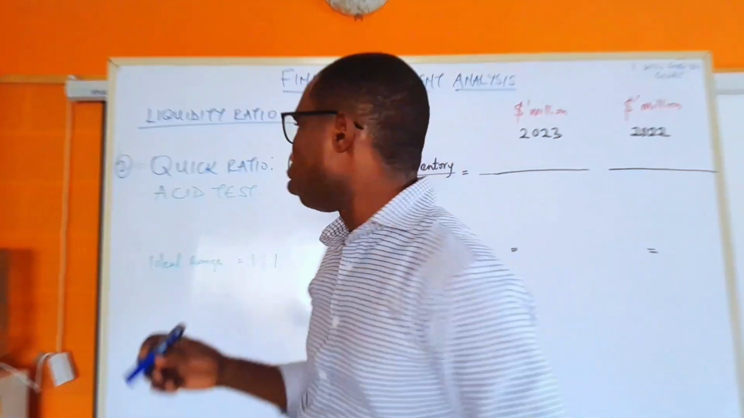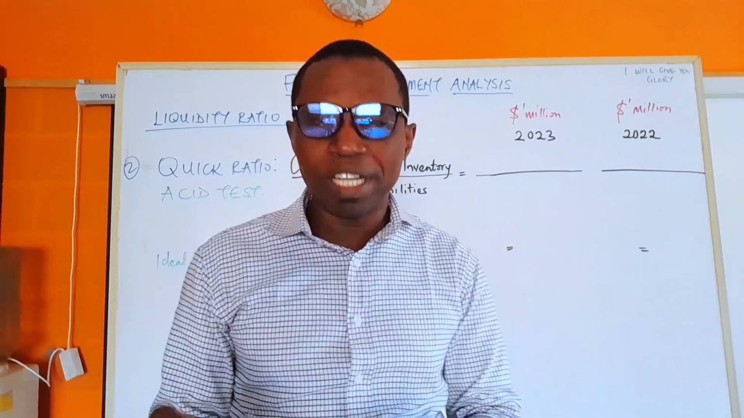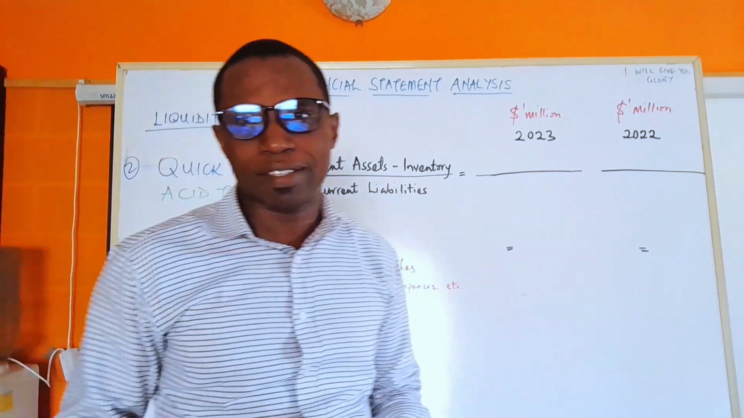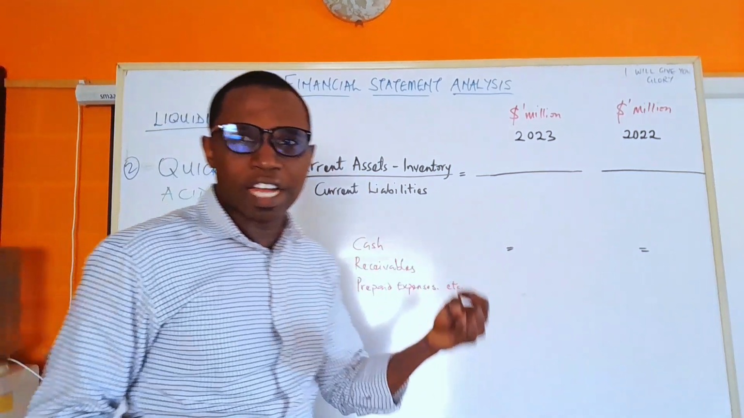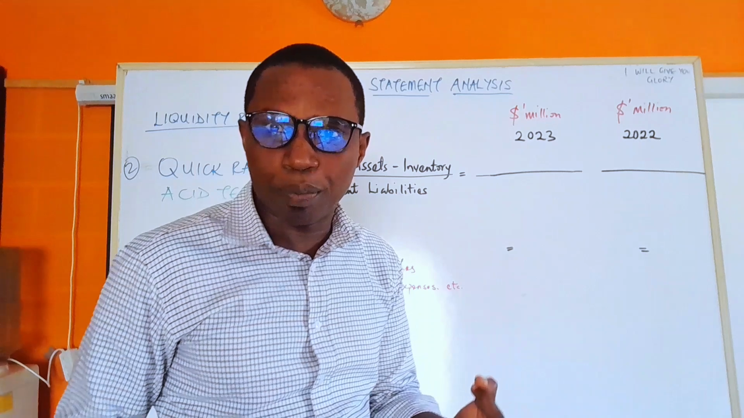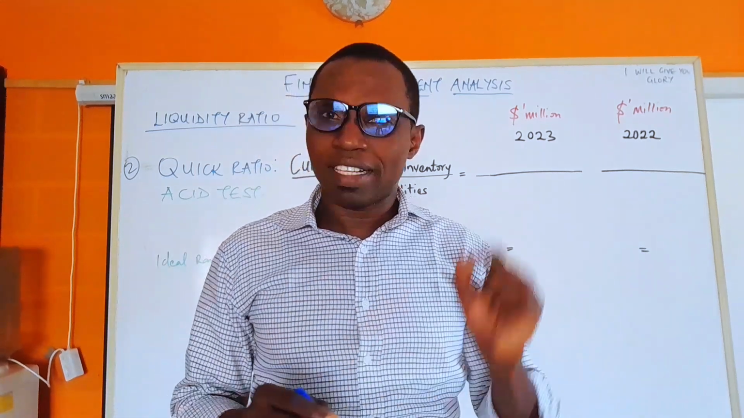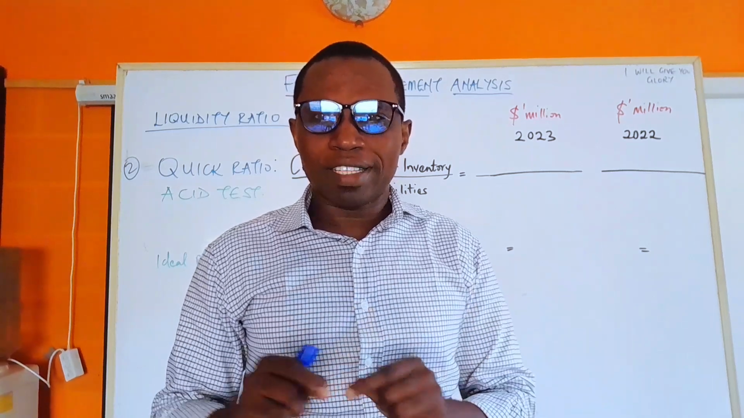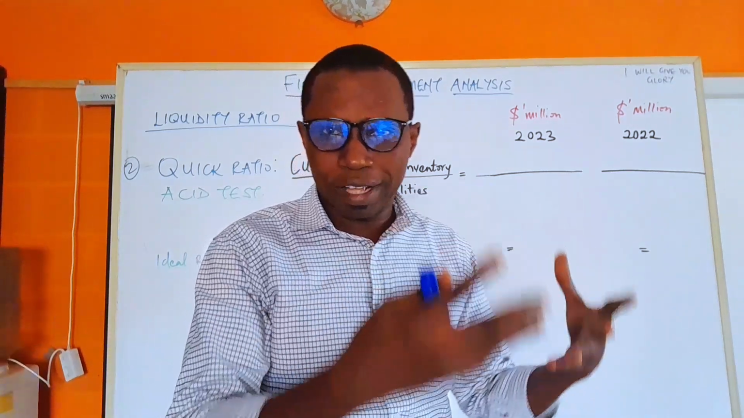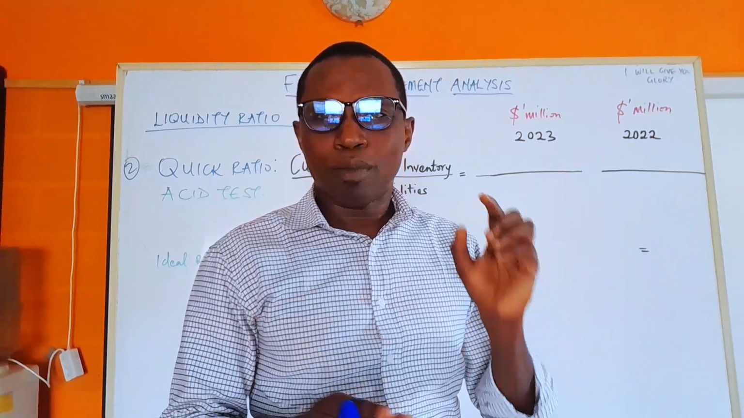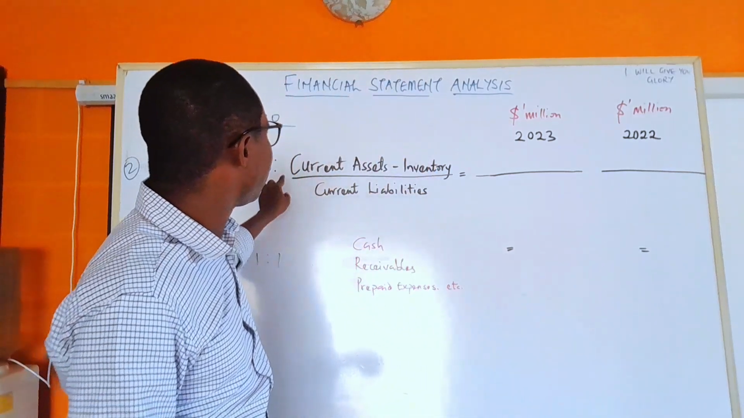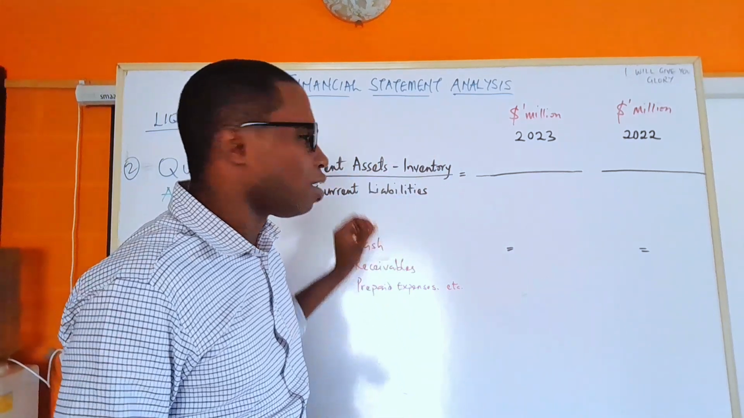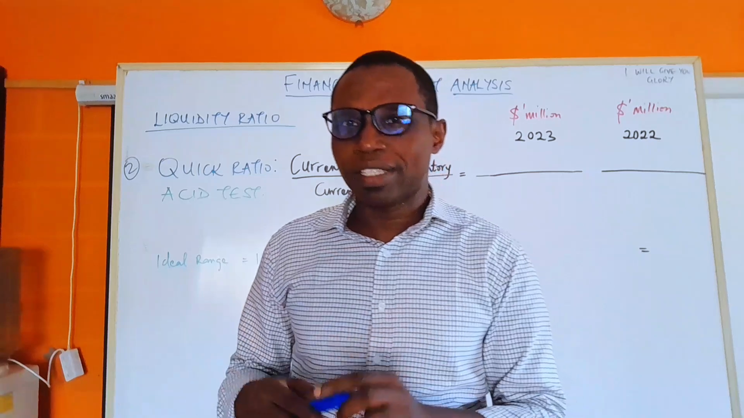So this is the second one, and it is the quick ratio. So what is the quick ratio? It's more or less like the current ratio, but the major difference is that you will now deduct inventory from the current assets. Current assets consist of cash, receivables, prepaid expenses, and inventory. It can be found on the statement of financial position. So once you are calculating current ratio, you use the whole of current assets over current liabilities. But when it comes to quick ratio, what you do is you deduct inventory from current assets and you now divide it by the current liability.